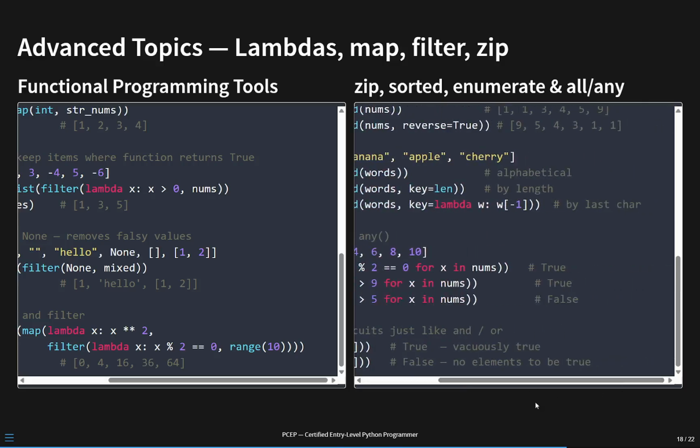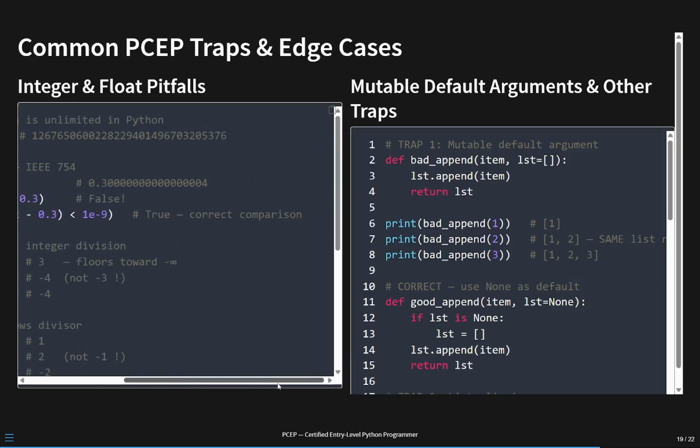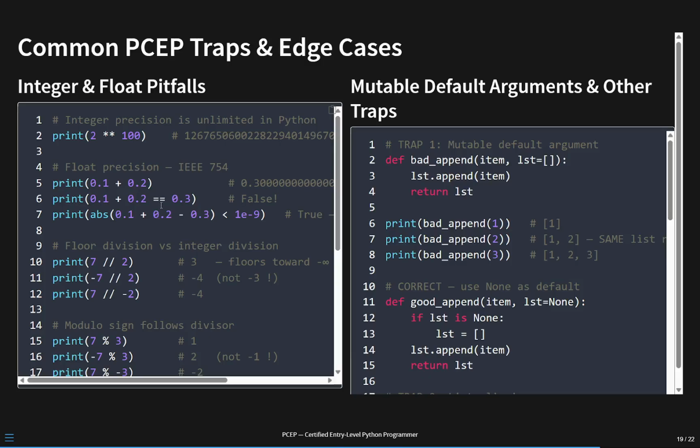Next. This slide is pure exam preparation. Every item here is a trap that regularly fools candidates. Go through each one carefully. Float precision: 0.1 + 0.2 does not equal 0.3 in Python. It gives 0.30000000000000004. This is IEEE 754 floating point arithmetic, not a Python bug. Every language with hardware floats has the same issue. Never compare floats with equals. Use abs(a - b) < 1e-9 instead.